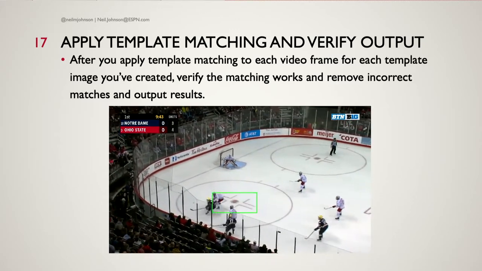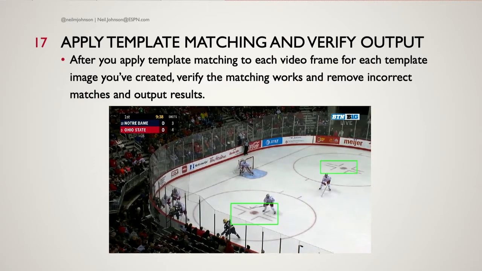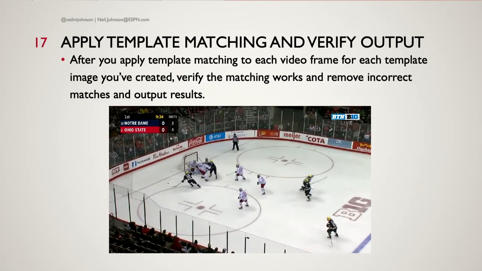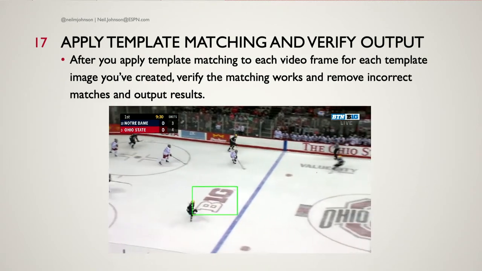Once you do that, you can run that for the entire video frame and then re-visualize it to make sure things are working. Then you can see it's doing the green circles on those spots. So we know for those frames exactly where the ice is.